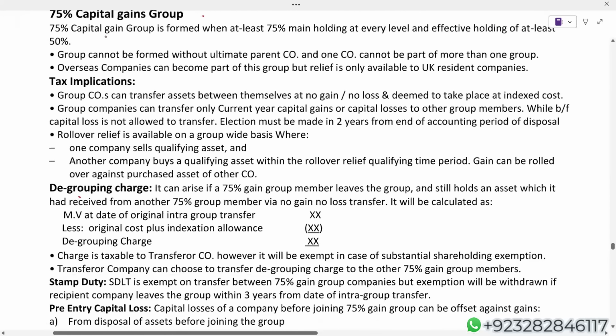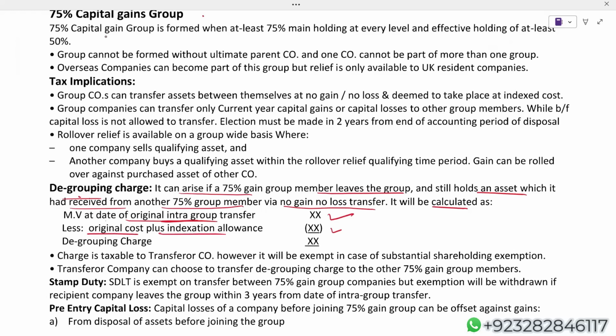Degrouping charge can arise if a 75% gain group member leaves the group and still holds an asset which it had received from another 75% group member via a no gain, no loss transfer. It will be calculated as market value at the date of the original intra-group transfer minus original cost plus indexation allowance, giving the degrouping charge. But logically, the degrouping charge will not arise if SSE, substantial shareholding exemption, is available.